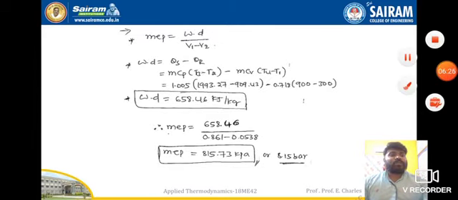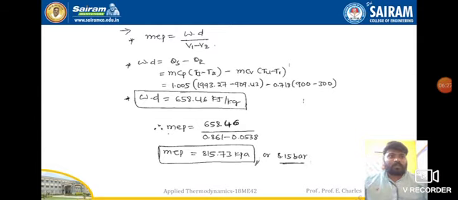Next, mean effective pressure. So how to find out this mean effective pressure? Mean effective pressure is equal to work done divided by stroke volume. Stroke volume is nothing but V1 minus V2. So how to find out this work done? Work done is taken as Qs minus Qr, which is heat supplied minus heat rejected.